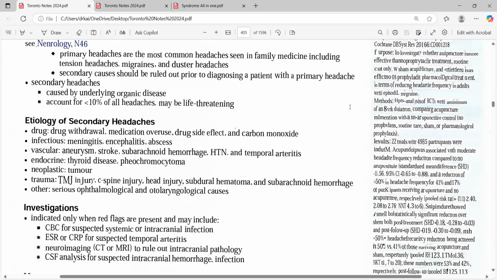Then the headache: you have to see if it's a trauma. Then we go towards concussion and those, CT scan, where you have to do it and where you don't have to. But if there is no trauma, it could be stroke.